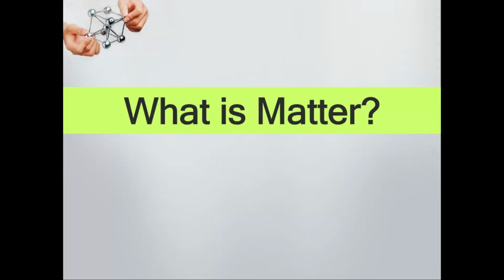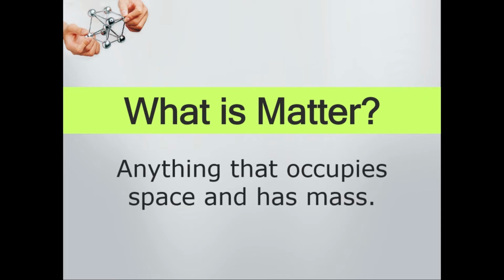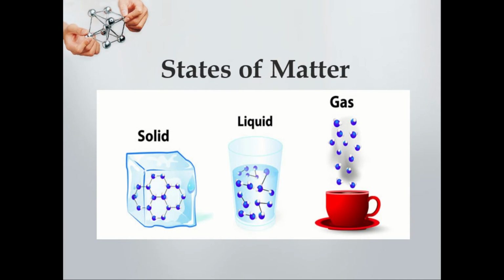So first, the question is, what is matter? It is anything that occupies space and has mass. As we all know, there are states of matter, and we have 5: solid, liquid, gas, plasma, and Bose-Einstein condensate. For General Chemistry 2, we are going to focus more on the first 3 states, which are solid, liquid, and gas.